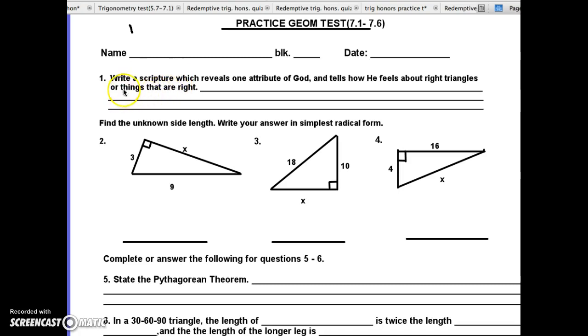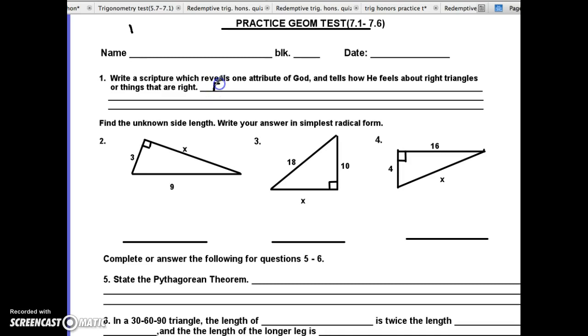I want to start with our foundational scripture there. We have here in number 1 to write a scripture which reveals one attribute of God and tells how he feels about right triangles or things that are right. The scripture is from Psalm, and I trust you know it by now.